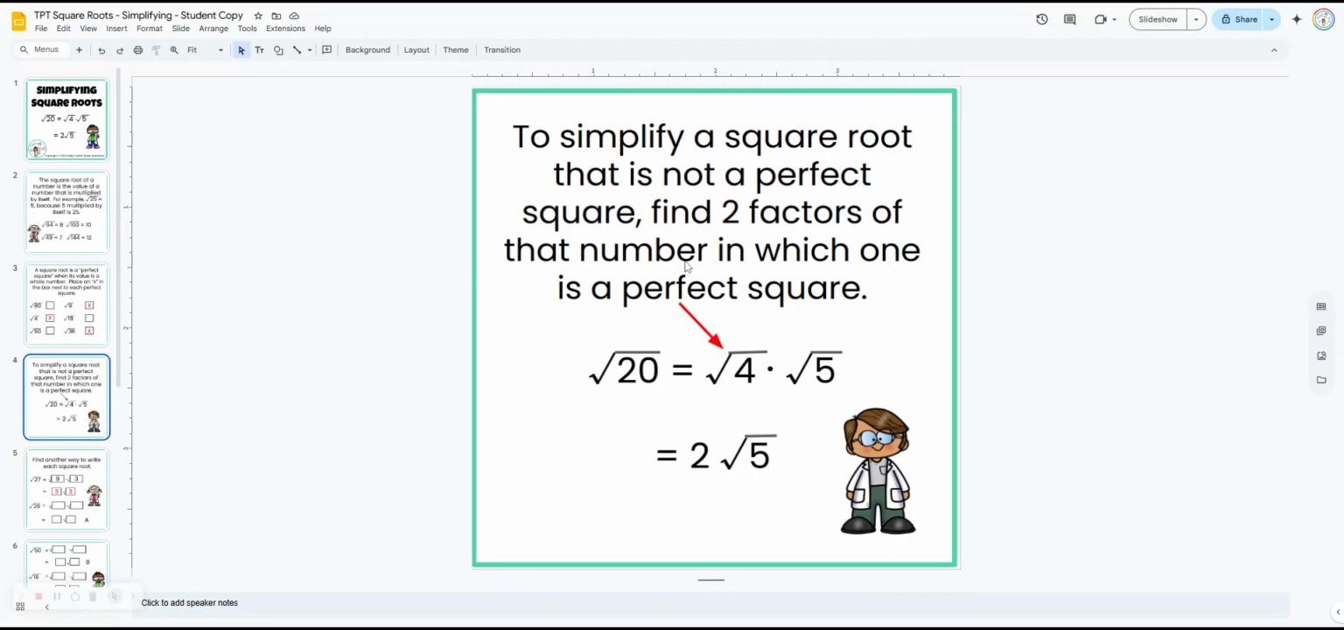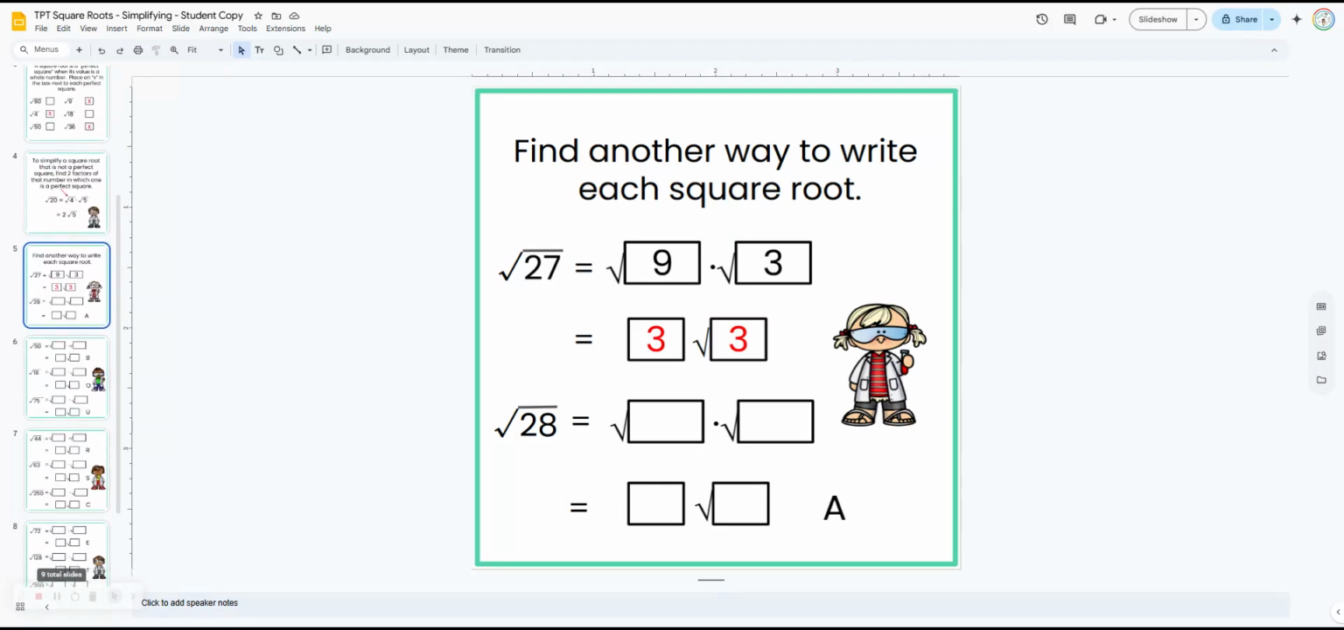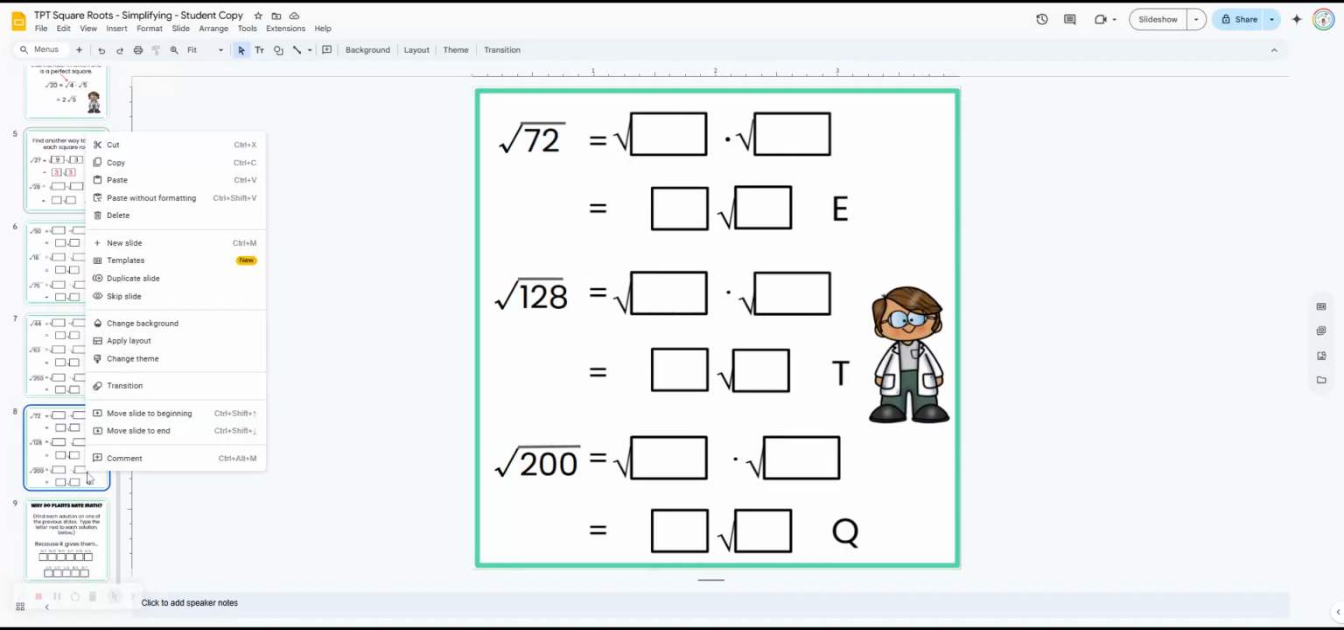factors in which one of them is a perfect square. So here we have the square root of 20. We can break that down into one perfect square times square root of 5. So square root of 4 times square root of 5. And then we can go ahead and simplify this part of it. And we get 2 square root of 5. So students are going to be simplifying all of these in the next 4 slides.